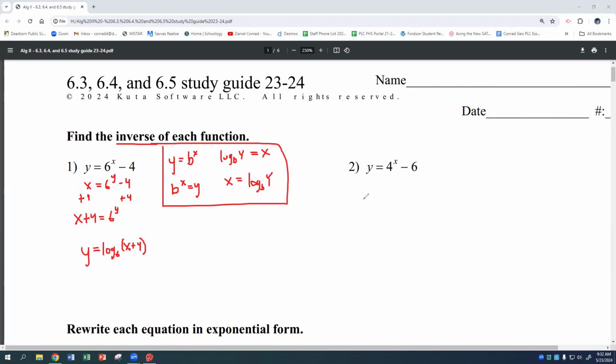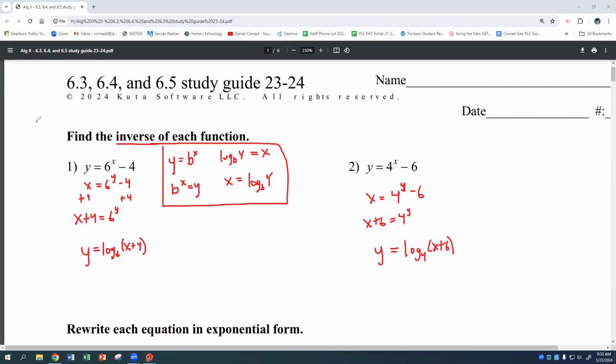Okay. So the next one, we're going to do the same thing. We're going to swap our x and our y. So we get 4 to the y minus 6. We're going to add 6 to both sides. So we get x plus 6 equals 4 to the y. And then again, we're going to convert it into log form. So we're going to end up with y equals log base 4 of x plus 6. And that would be the inverse of our original function.